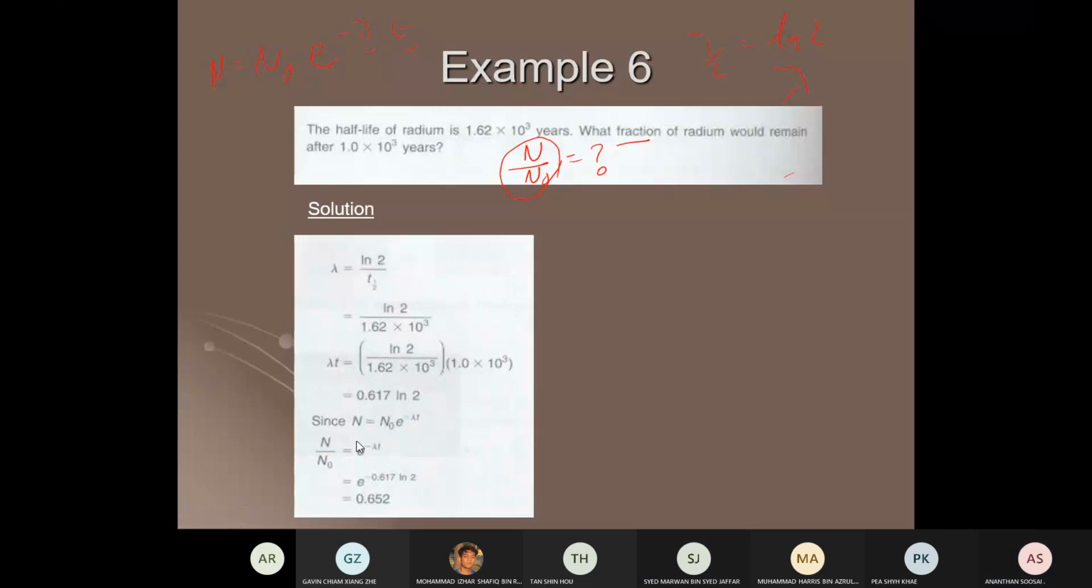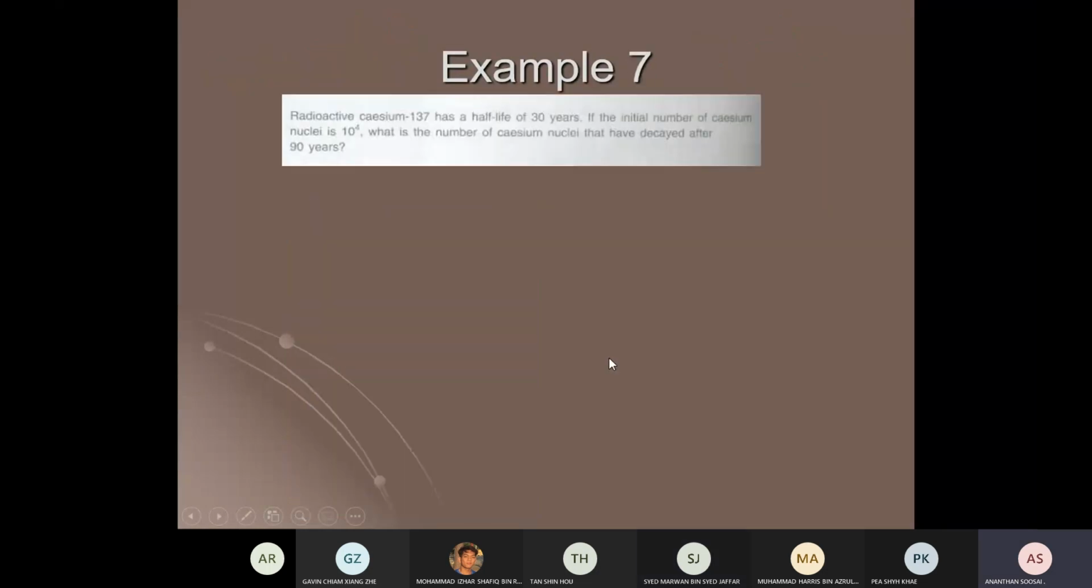Okay. Any questions? Hope you understand the working. Okay, so the equation to be used is the second equation. The question is looking for the fraction of the atom. Okay, go to the next one.